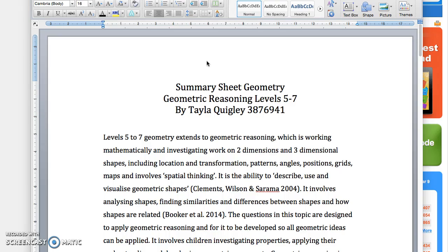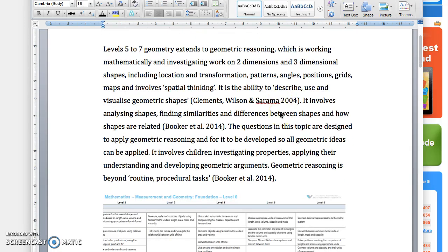So the questions in this topic are designed to get students to apply their geometric reasoning so they can investigate properties and apply their understanding and develop geometric arguments. So the questions get the students to go beyond routine procedural tasks.